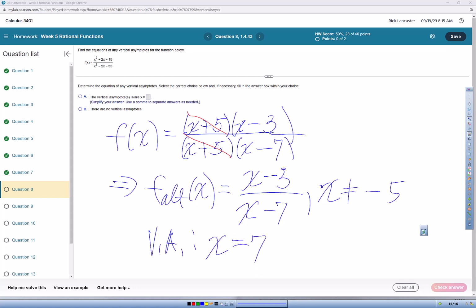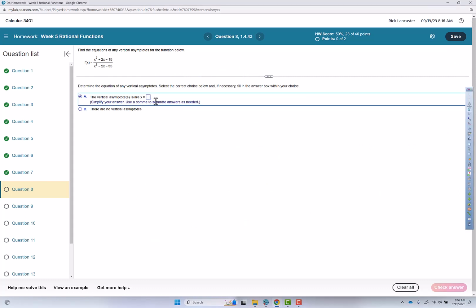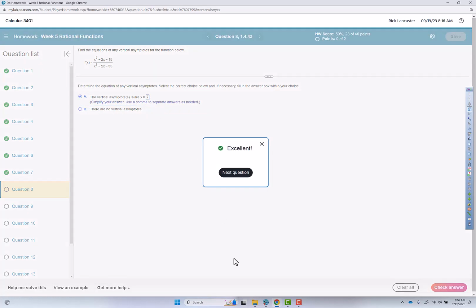And then just for the heck of it, our horizontal asymptote, because we've got x squared over x squared, we take those two coefficients, which is 1 over 1, and we get y equals 1 as our horizontal asymptote. So we'll go put that answer in. The vertical asymptote is x equals 7. We'll check that answer. Excellent.